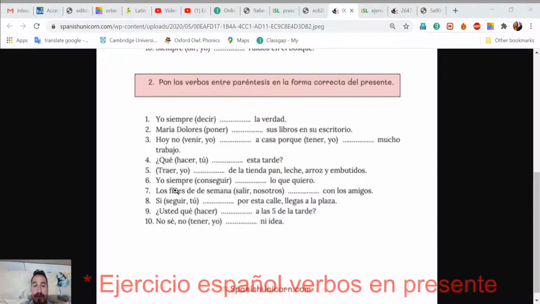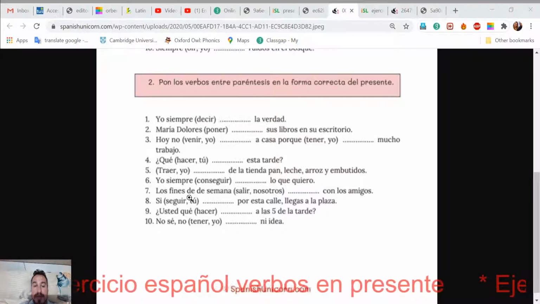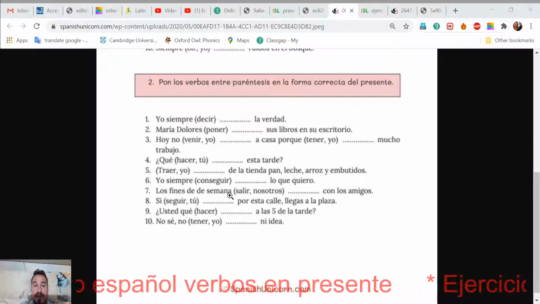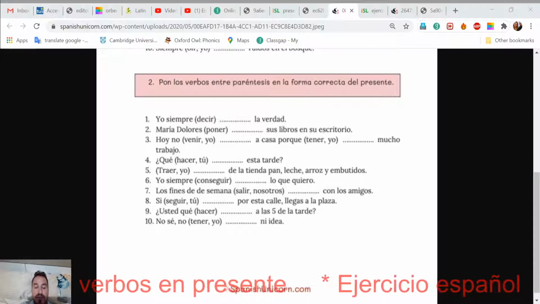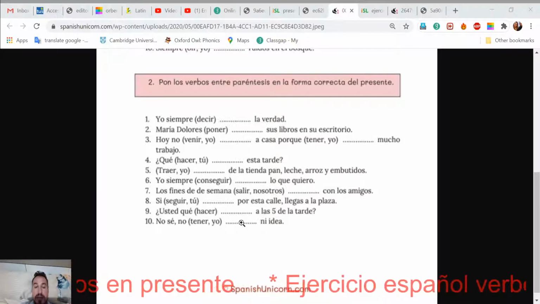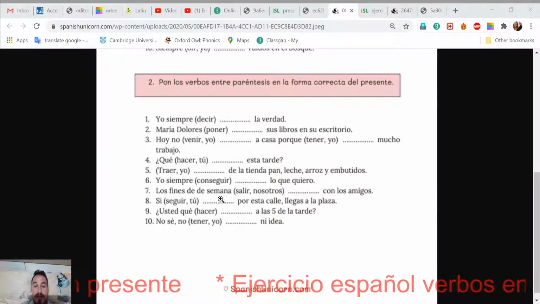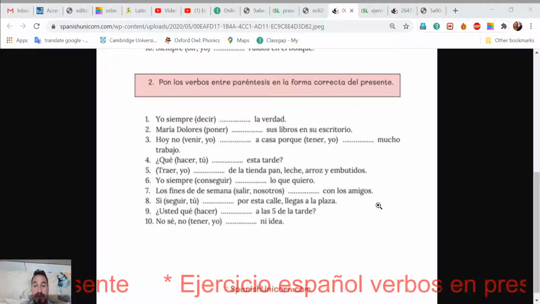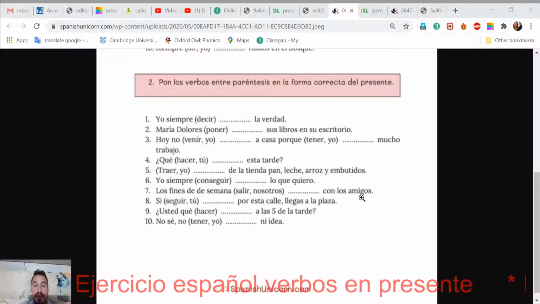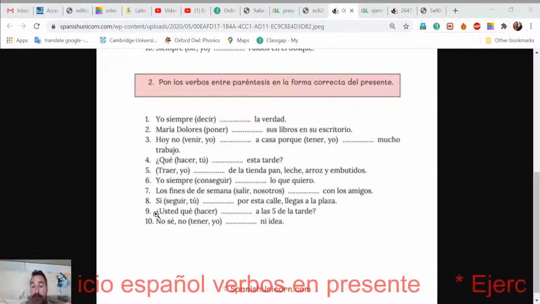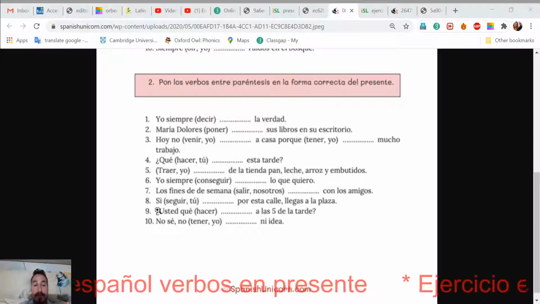7. Los fines, this is a typo. It should be just one. Okay, so los fines de semana. So at the weekends, salimos. So literally it means at the ends of week. Yeah, salimos con los amigos. So at the weekends, we go out with friends. Of course, our friends.